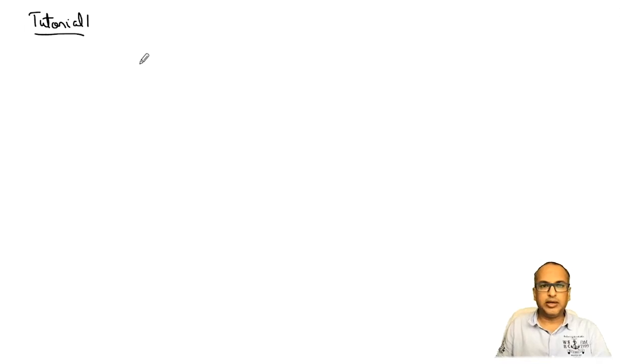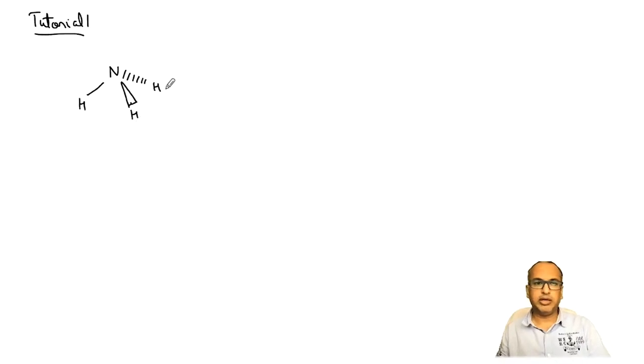So let's look at this very simple molecule which we have been looking at, which is ammonia, right? So you have NH3. This particular proton and nitrogen are in the plane. This proton is coming out of the plane of the board, and this proton is going behind the plane of the board.